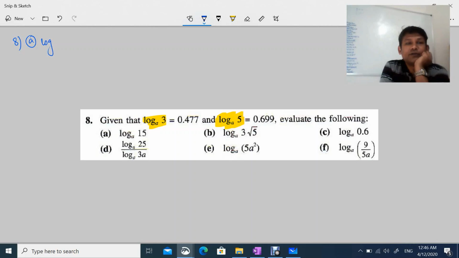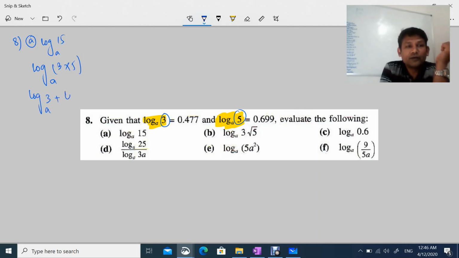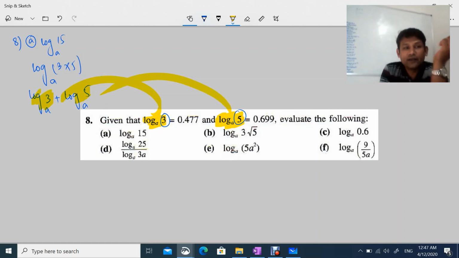Log_a 15, I have to divide this 15 into 3 and 5. This is our target actually. All the questions will be divided into 3 and 5. So I can write log_a of 3 multiplied by 5. And when you have multiplication, you have to write the product law, and this is log_a 3 plus log_a 5. Put the values here, these two values, and you can add and get the answer. There is no problem for this.